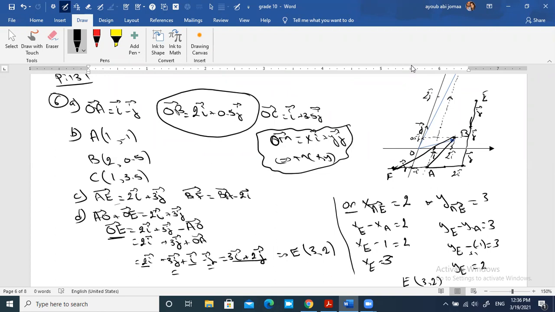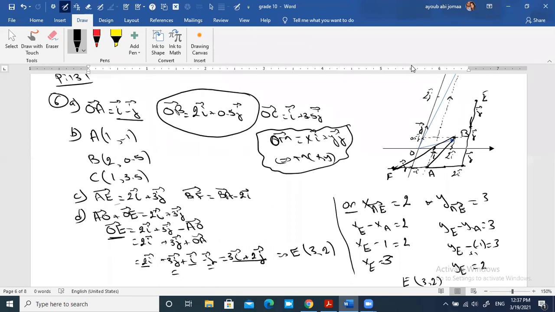Take AO to the right side. Minus AO, which is plus OA. OA, you already have the vector OA. It is I minus J. Replace. So you get 2I plus 3J plus I minus J. Simplify. So 3I plus 2J. Like that, you have vector OE is equal to 3I plus 2J. It means that the coordinates of E will be 3, 2.